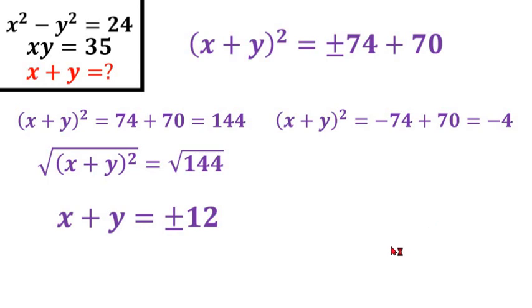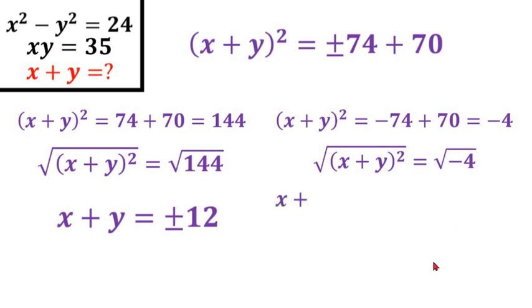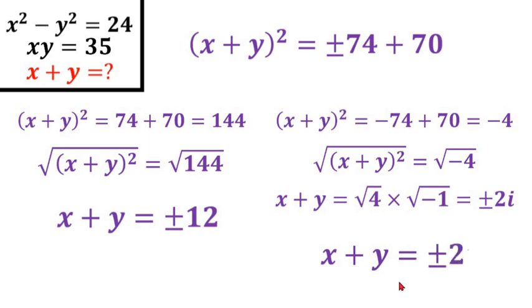Working with our right side, we'd have (x + y)² = negative 4, so x + y is the square root of negative 4. Now the square root of negative 4 is the same thing as the square root of 4 times the square root of negative 1, and the square root of negative 1 is equal to i. I have a video on that if you need to learn more. The square root of 4 is 2, so we'd have plus or minus 2i. So x + y is equal to plus or minus 2i. These are our four possible answers to x + y for this system of equations.